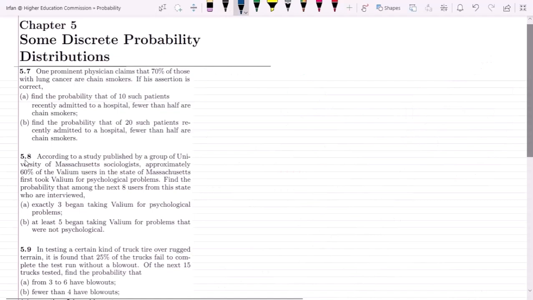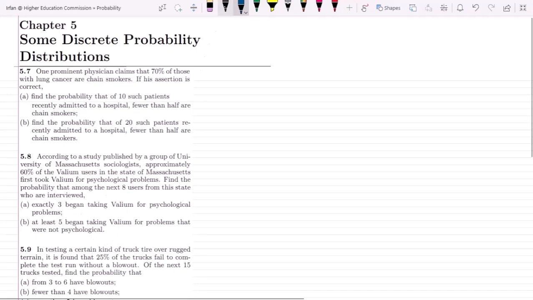Now let us move to question 5.8, and the statement of it is: according to a study published by a group of University of Massachusetts sociologists, approximately 60% of the Valium users in the state of Massachusetts first took Valium for psychological problems. Find the probability that among the next 8 users from this state who are interviewed, exactly 3 began taking Valium for psychological problems, and at least 5 began taking Valium for problems that were not psychological.